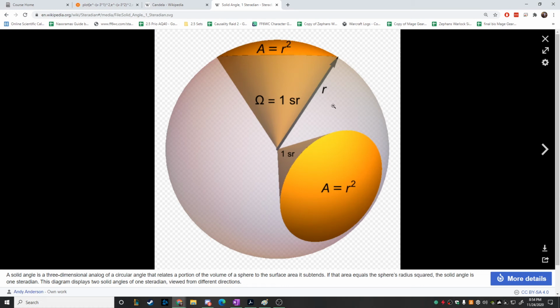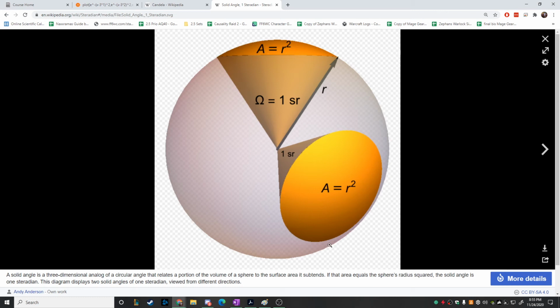So a steradian is what's a radian? A radian is related to circumference, right? Where there's 2 pi radians in one circle. And how many steradians are in a sphere? It'd be 4 pi. Because the radian is a ratio of lengths, whereas the steradian is a ratio of areas.